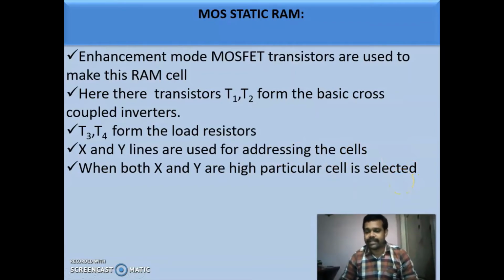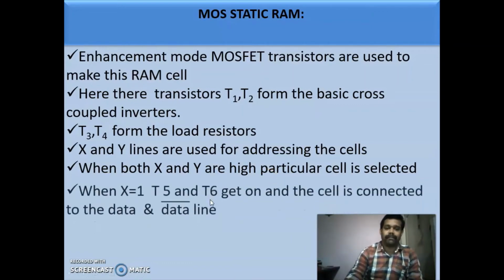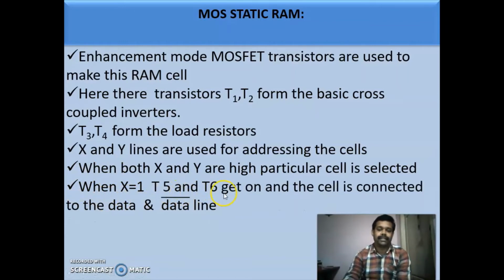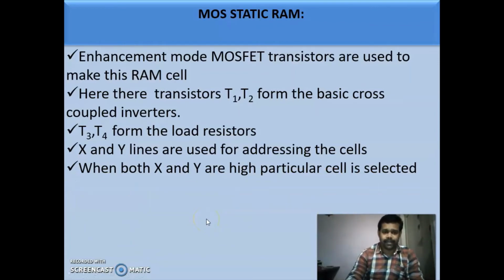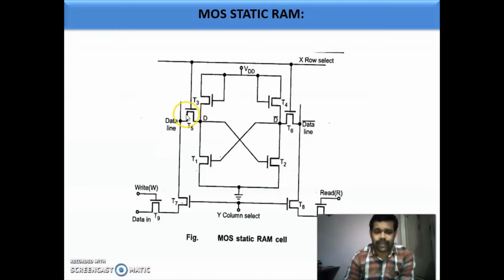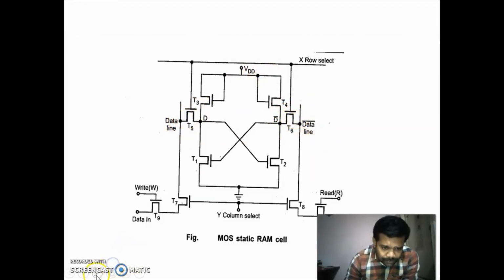When both the X and Y lines are high, a particular cell is selected. When X is 1, T5 and T6 get on, and the cell is connected to the data and data bar line. See this figure: when you make row equal to 1, T5 and T6 are on, and they are connected to the data line and data bar line.